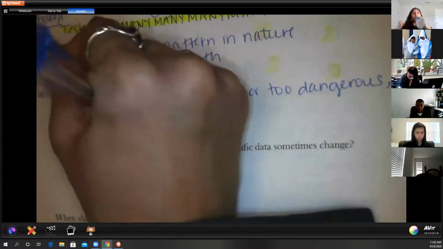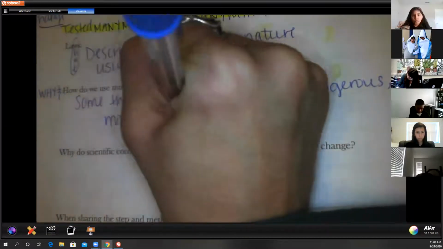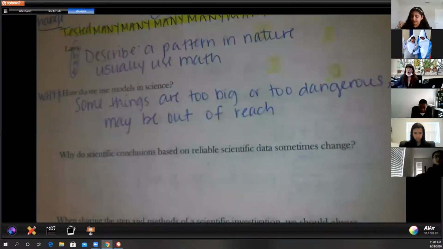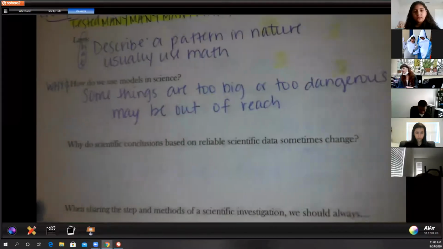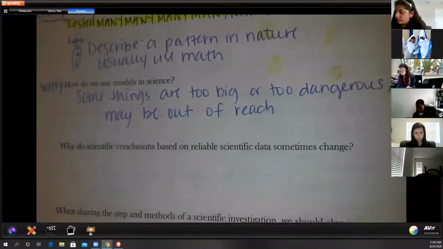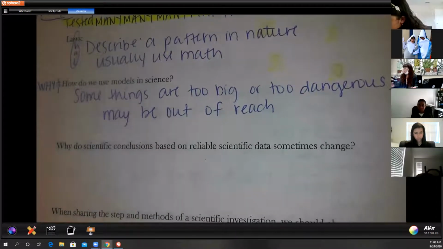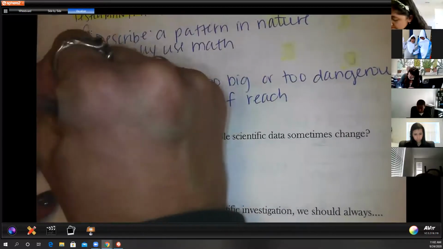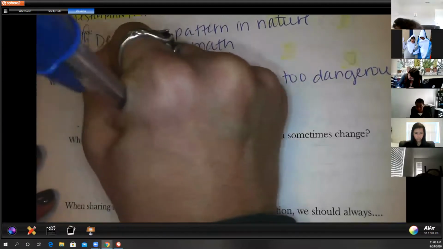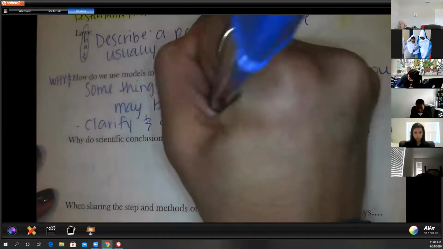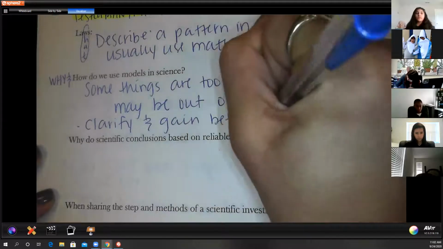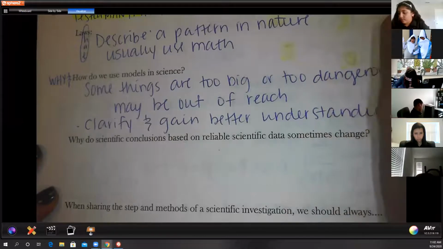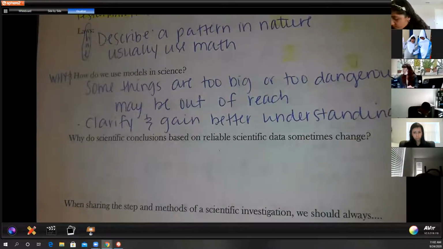They may be out of reach. And you can do a model even with a drawing. You can draw something out like we did in the Do Now this morning. That's a model. And we use them to clarify things and gain better understanding.